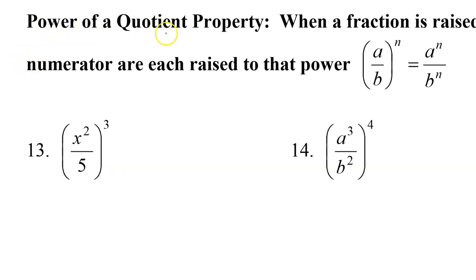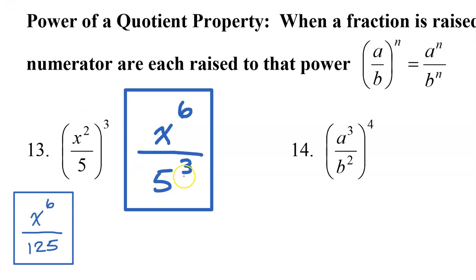Next, we have the power of a quotient property. When you have a fraction raised to a power, you simply raise the numerator to the power and the denominator to that power. So x squared over 5 to the third power, we will do x squared to the third power. That's a power to a power, so you multiply. And we get x to the sixth power. In the denominator, we will simply raise 5 to the third power. So we can just write 5 cubed. By the way, 5 to the third power is 125, so we could write the answer like this as well.